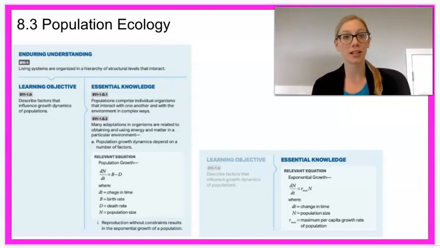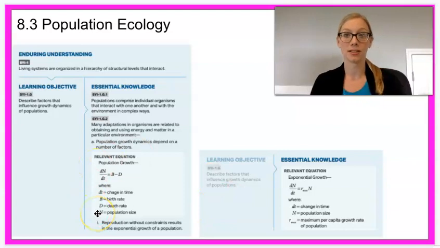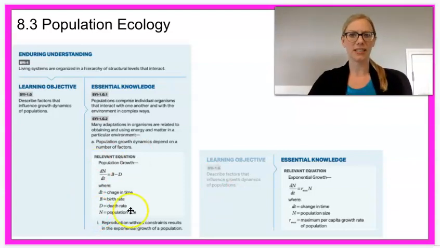In this video, we're going to talk about 8.3, which is population ecology, describing factors that influence population growth and dynamics, and how we measure them based on population size. Is a population growing or shrinking? And then are we seeing exponential growth or not?